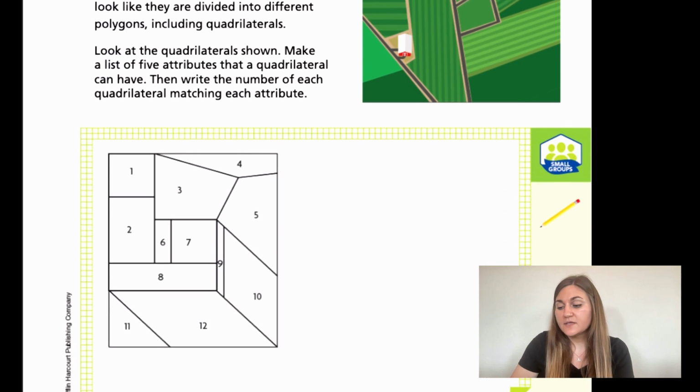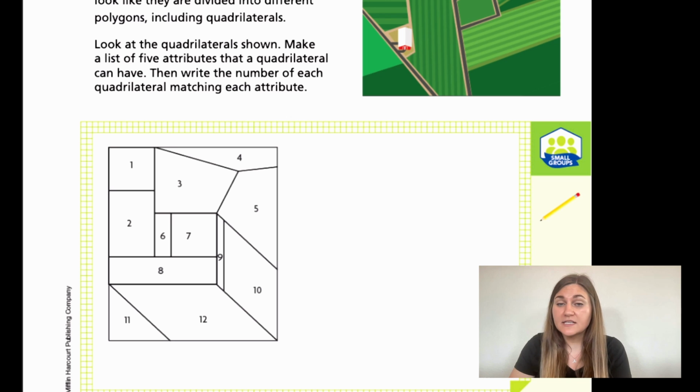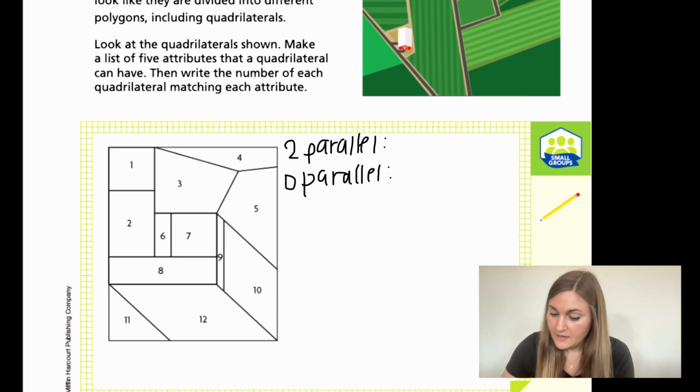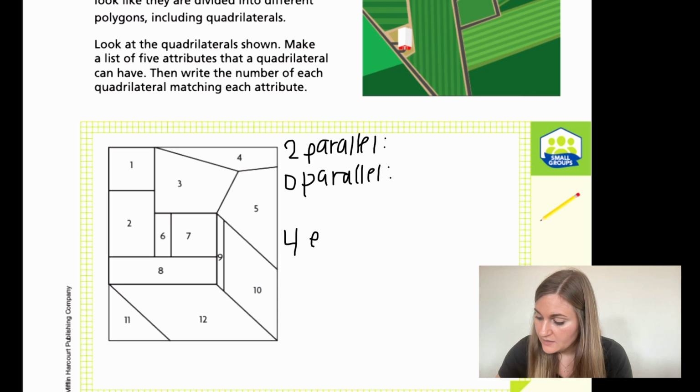Okay, so I'm just going to focus on the sides. So if they have parallel sides or if they have equal sides, and I'm just going to break that up into 5 different parts. So the first one is you can have 2 parallel sides or you can have no parallel sides. So the first one is going to be 2 parallel or 0 parallel. Then with equal sides, you can have 4 equal sides, 2 equal sides, or 0 equal sides. So 4 equal, 2 equal, or 0 equal.